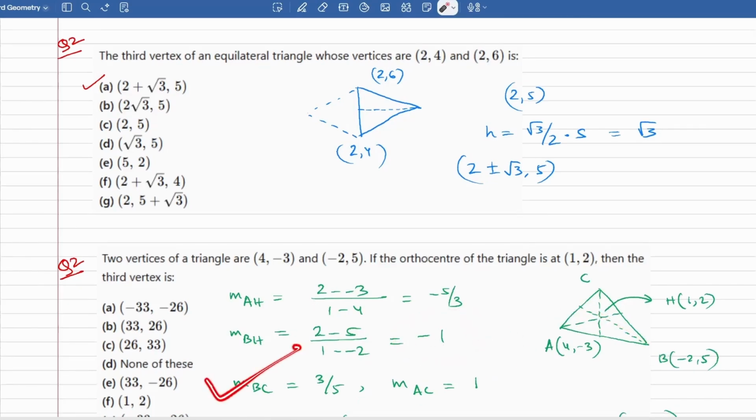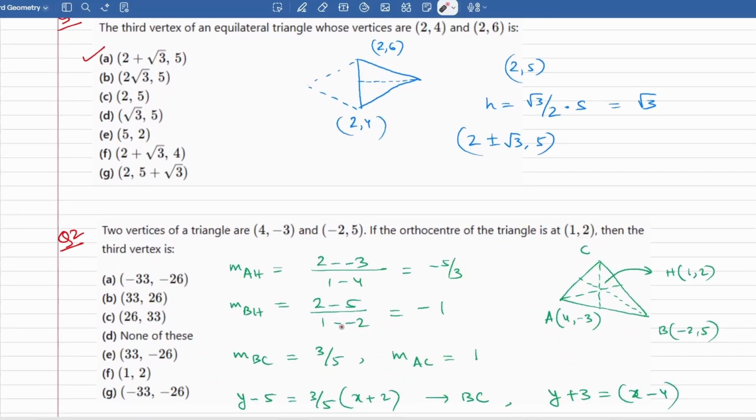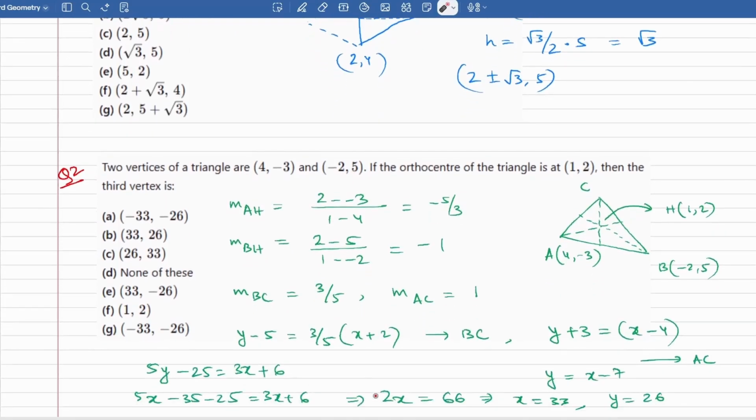Now we have the slope of BC and the slope of AC. We know the coordinates that they pass through. Figure out the equations, solve them, and you will get the coordinates of C. For BC, the equation would be y minus y1 is equal to m into x minus x1. You will get x1 and y1 from here and m from there. So y minus 5 is equal to 3/5 times x plus 2. Simplify this and you will end up with 5y minus 25 is equal to 3x plus 6.